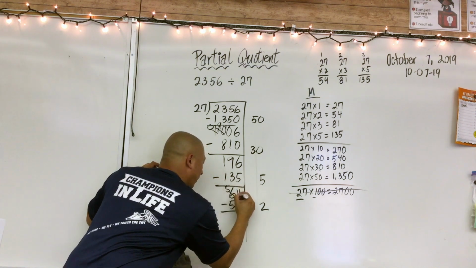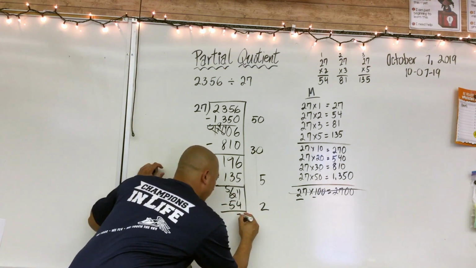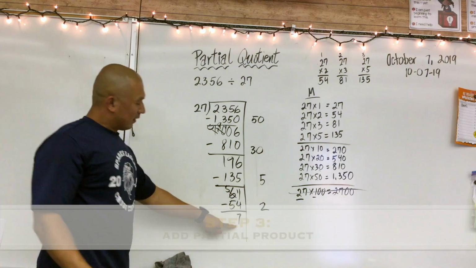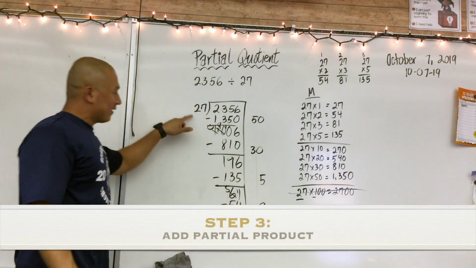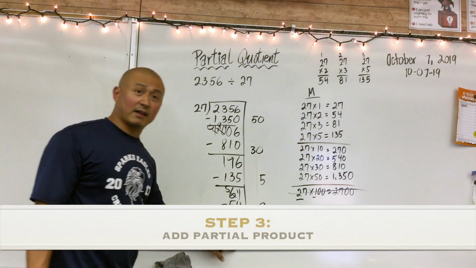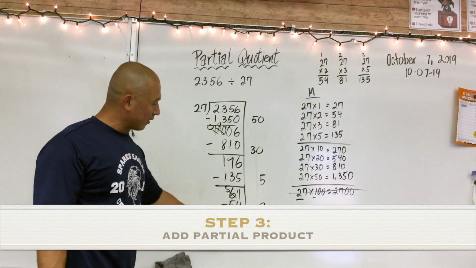I have to regroup here. 11 minus 4 will give me 7. Now, since my remainder is less than my divisor, this is a good indicator that we must stop. This will be your final remainder.